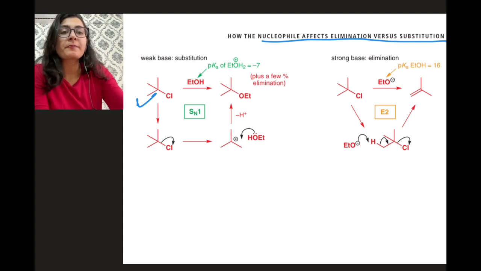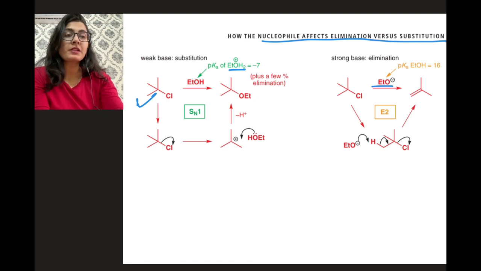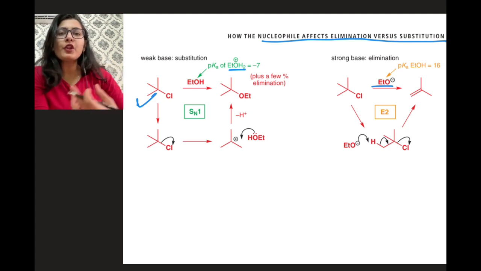Very, very important. So when we have ethanol, we say that it is a weak nucleophile. And when we have ethoxide, it is a very strong nucleophile, and whenever it gets the possibility, whenever it gets a beta hydrogen, it is going to work as a base. So what is the difference between a nucleophile and a base? That is the most important thing that you must know.